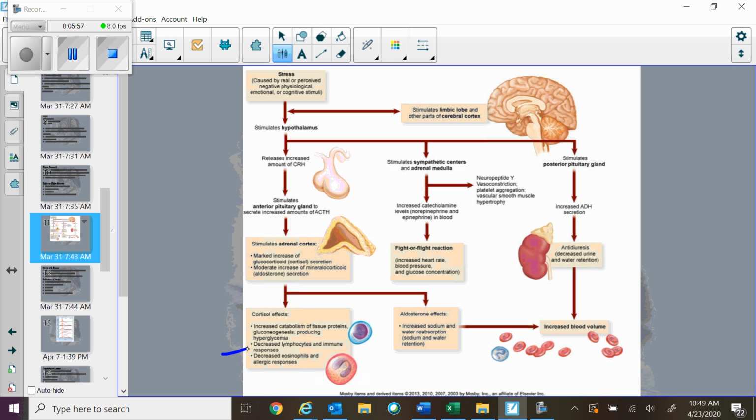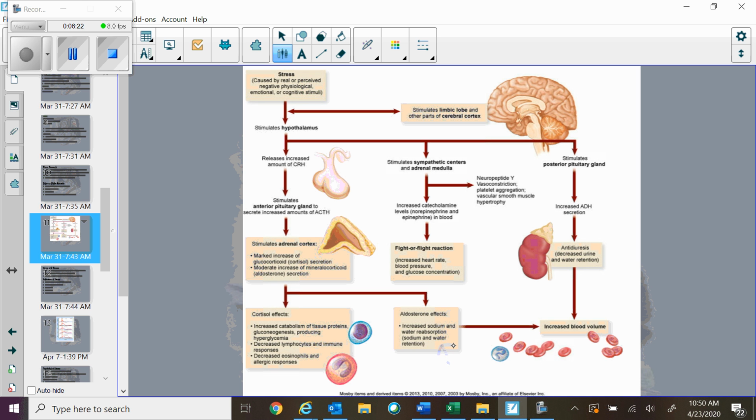Decreased lymphocytes. This is measurable. In the presence of cortisol, we have less immune response, and then more susceptibility to allergies. But then increased blood volume under these events, increased sodium and water reabsorption. So we're trying to fight against this, but we can see these manifestations.